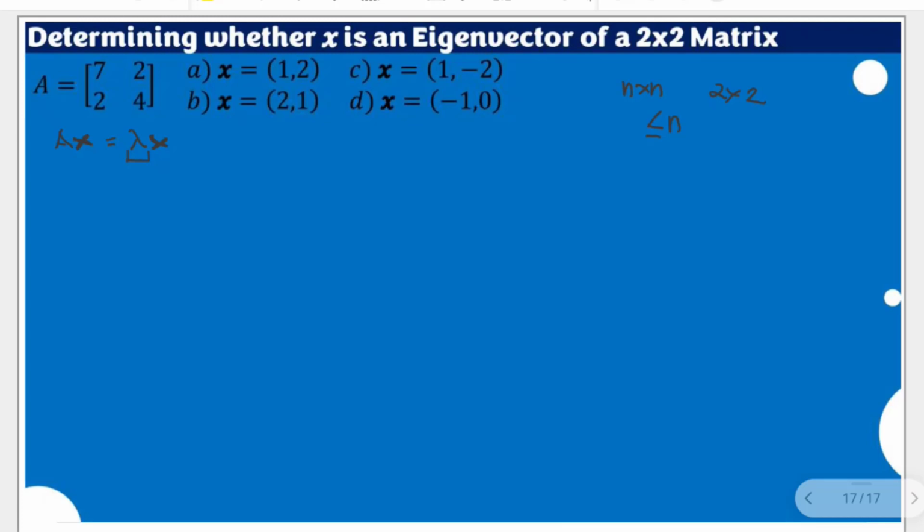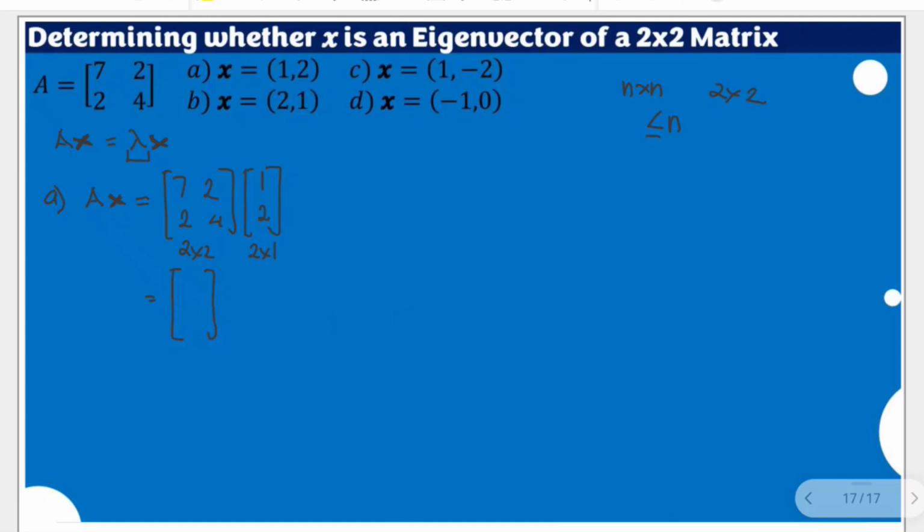Let's try to verify the vector in A. Our vector is 1 and 2, so we're going to show here A x. So let's have it thicker. It must be equal to 7, 2, 2, and 4 to be multiplied with 1, 2. This is a 2 by 2 matrix. This is a 2 by 1 matrix. The result of this would be a 2 by 1 matrix as well.